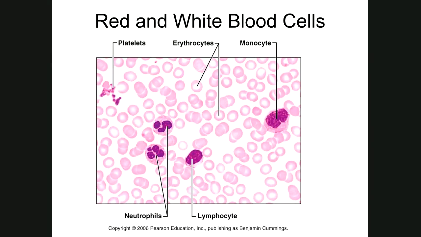Males have about 5 to 6 liters of blood. Females, about 4 to 5 liters. Now that's on the average because in general, males tend to be larger than females, and that's why there's a difference there.